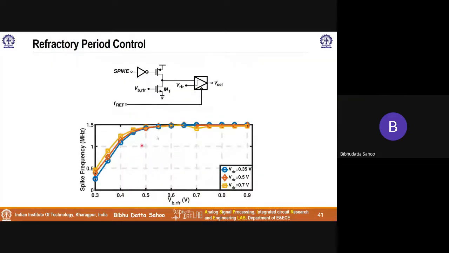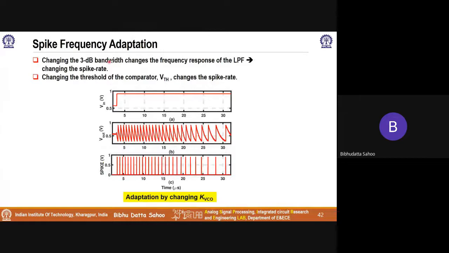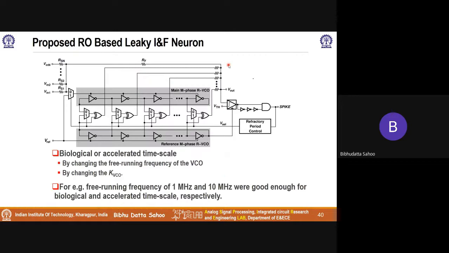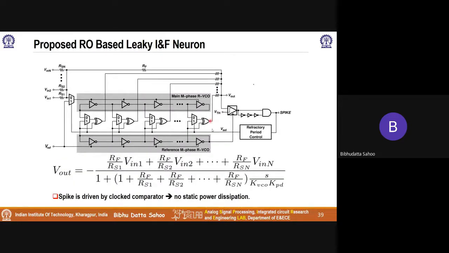And then we adjust the refractory period. How do we adjust the spike frequency? We can adjust the spike frequency by changing the 3 dB bandwidth of the low pass filter. Now, how do we change the 3 dB bandwidth of the low pass filter in a digital manner? You can see that for the 3 dB bandwidth, we don't want to change the resistors because these are fixed.